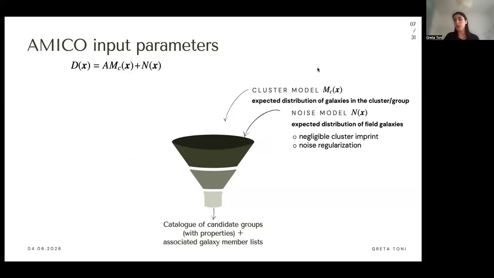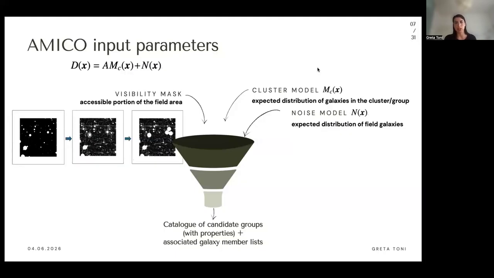Then we obviously have to model also the distribution of galaxies in the field, which is called the noise model. Normally we approximate it to the overall properties of the galaxy sample we are analyzing, given that the contribution of cluster members to the noise is negligible. And this is not trivial when the area that we analyze is very small, like in this case. So this brought me to test several techniques, and we developed a way to remove the imprint of these local overdensities from the noise model. And we also introduced a regularization that smooths out the peaks in the noise model.